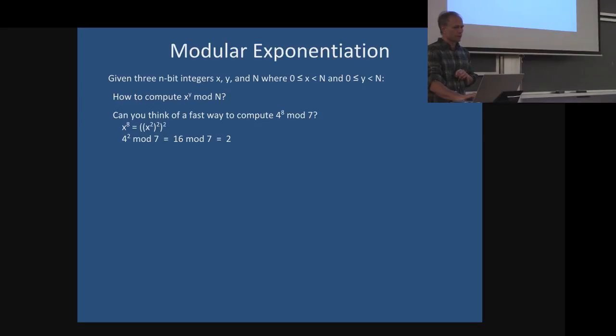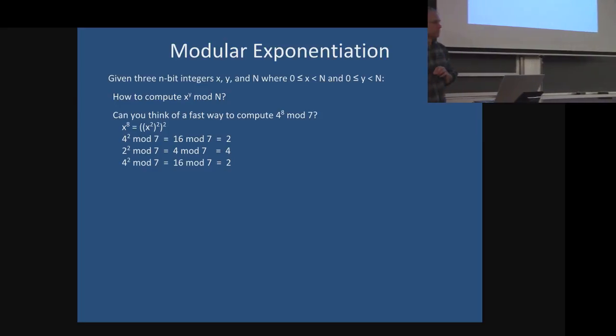So we do the 4 squared, and we take the mod, we get 2. We square that. We take the mod, we get 4. We square that. We take the mod, we get 2. So we get the answer. Okay? So repeated squaring works fine if the exponent is a power of 2.